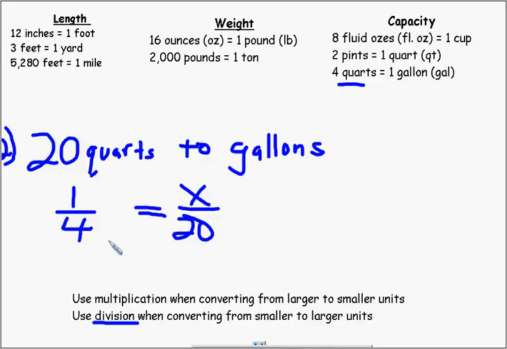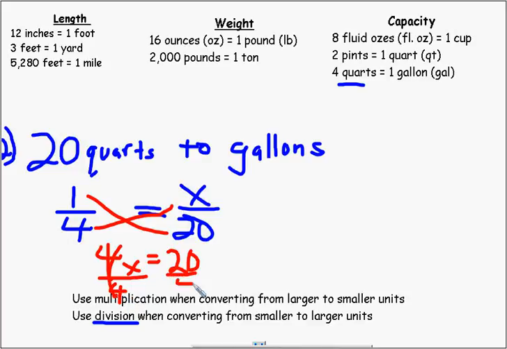So, 1 times 20, excuse me, and write that in there, 1 times 20, and that's equal to 4 times x, 4x. So how do I isolate the x? By division. Divide this side by 4, that cancels out, so x equals 20 divided by 4, and that equals 5, so there's 5 gallons.